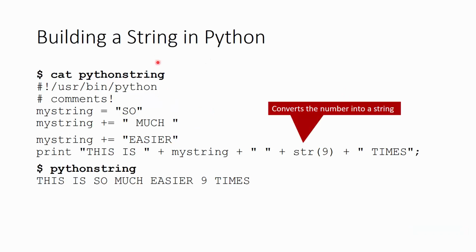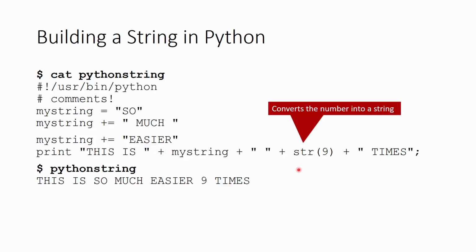If we want to build up a string in Python, this is much easier to do than it is in bash. So we can take a string and define it equal to some actual sequence of characters, and then we can use the plus equals assignment operator to concatenate strings together, which is a lot easier than using the cat program or even strcat in C. So we can then add other things to it and then print the whole thing out.